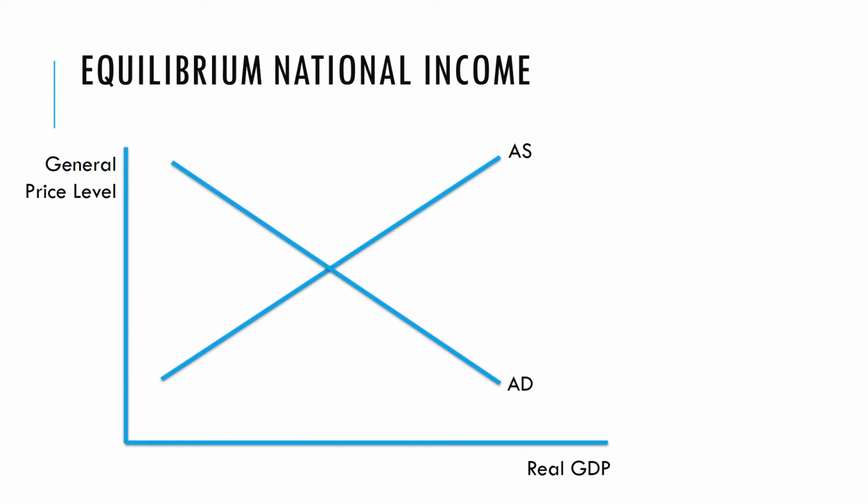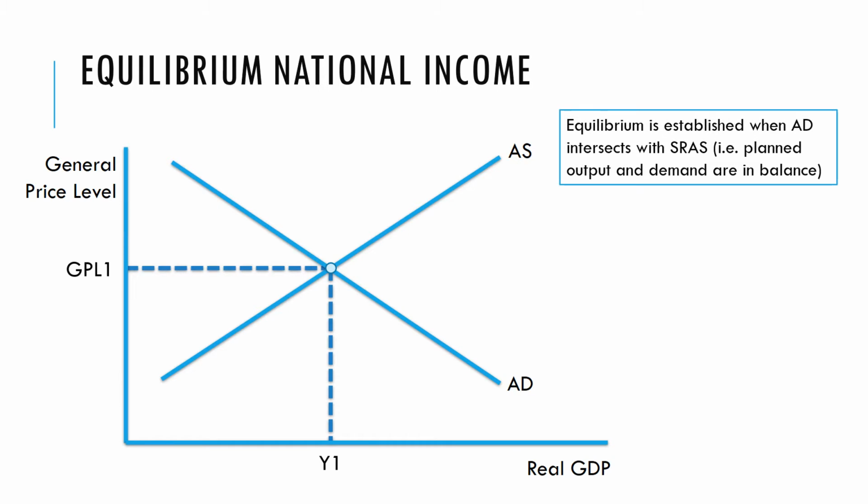Now let's imagine a scenario where the economy is at general price level 1. Now in this situation, the amount that is planned to be spent is exactly the same as the amount that is planned to be produced. So is there any pressure here for the economy to move? Well, the answer would be no. And as a result, we would say that this economy is in an equilibrium position. There is no pressure for the price level or for the level of output to change.